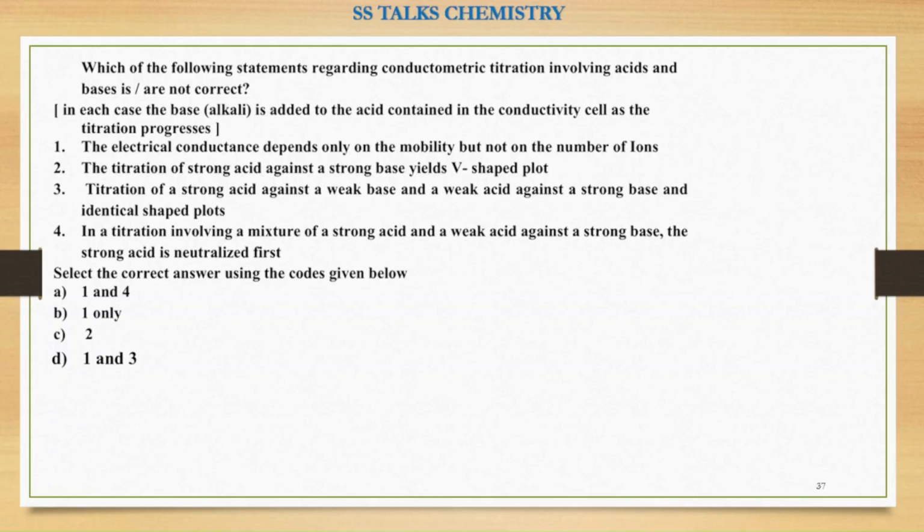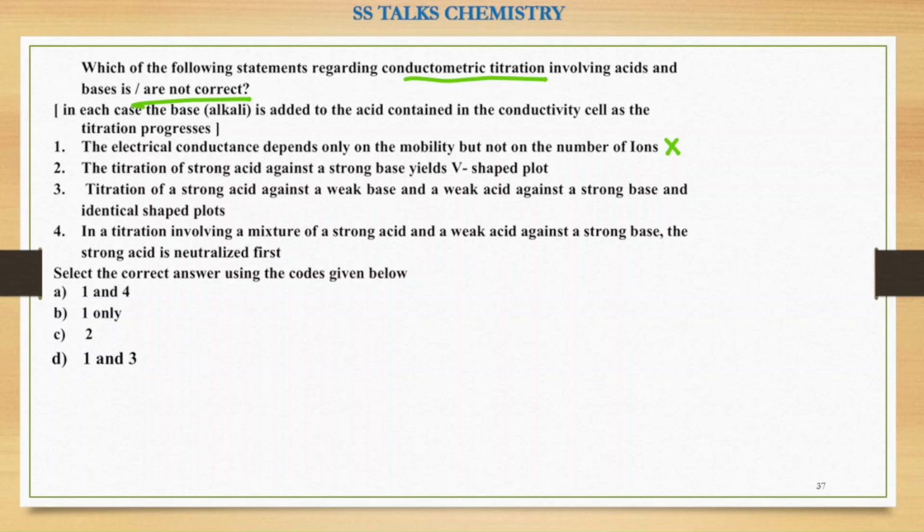It says which of the following statements regarding conductometric titrations including acids and bases is or are not correct. You have to find the incorrect statements. In each of the cases, an alkali or a base is added to the acid contained in the conductivity cell as the titration progresses. Okay. It says the electrical conductance depends only on the mobility but not on the number of the ions. How is that possible? It is dependent upon that. So this is my incorrect statement.